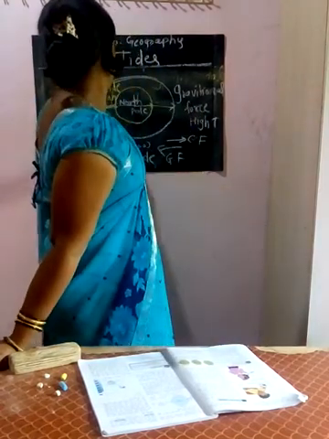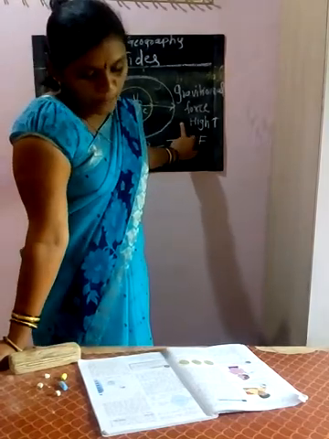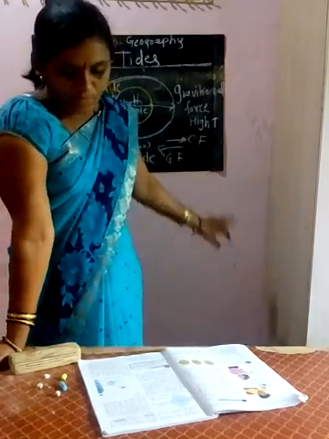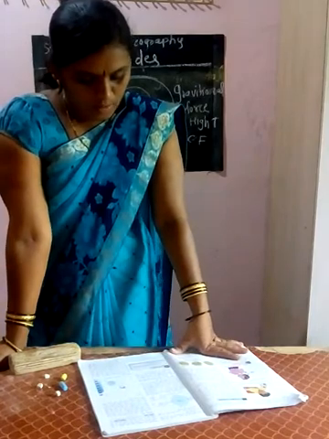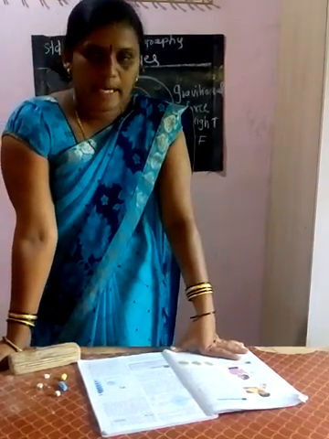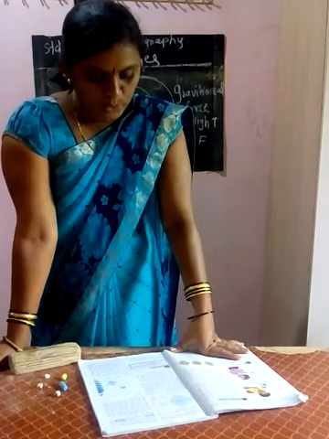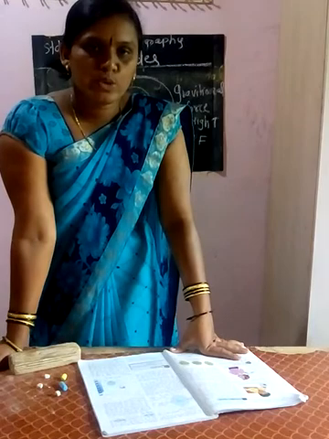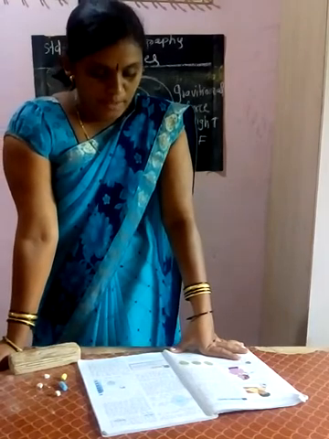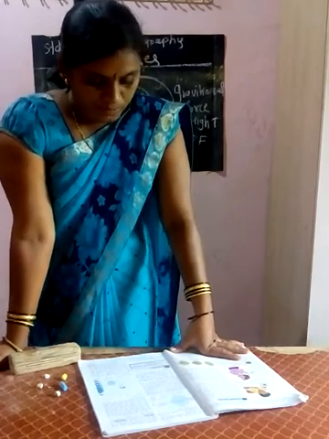That means the moon's gravitational force is more effective than the sun's. Tides occur due to the relative position of the moon, sun, and the earth. That means at that time the tides are occurring due to the relative position of the moon, sun, and the earth.